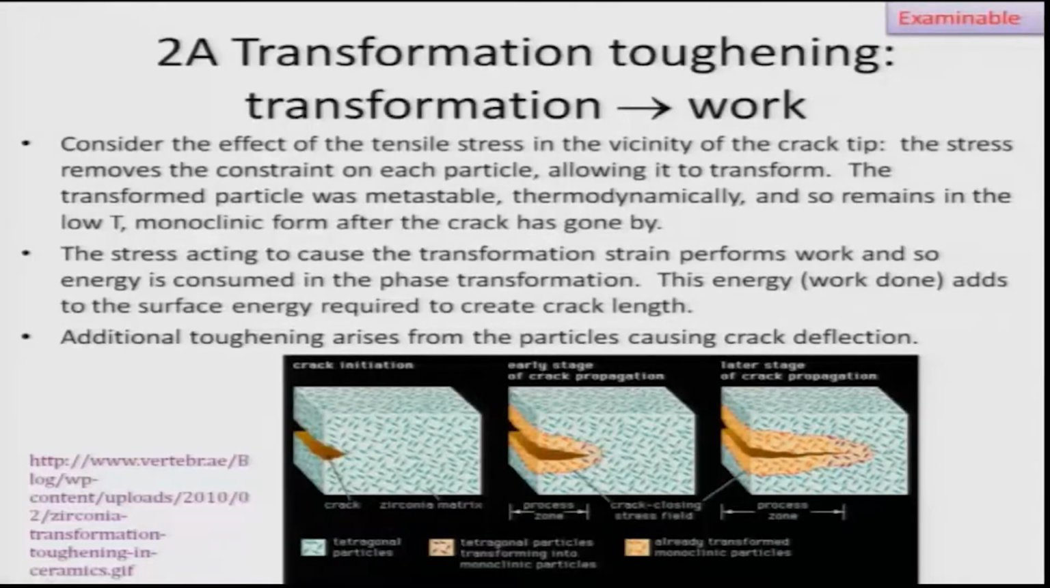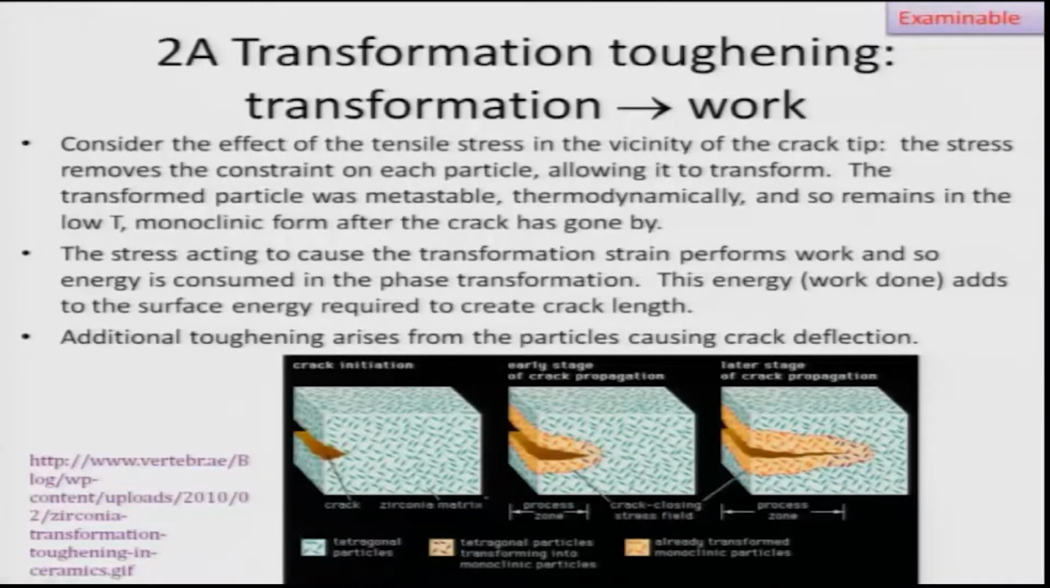The stress acting to cause the transformation performs work. So energy is consumed in the phase transformation. The energy or work done adds to the surface energy required to create the crack length. That is also another important aspect which you should remember. This is the fourth one.